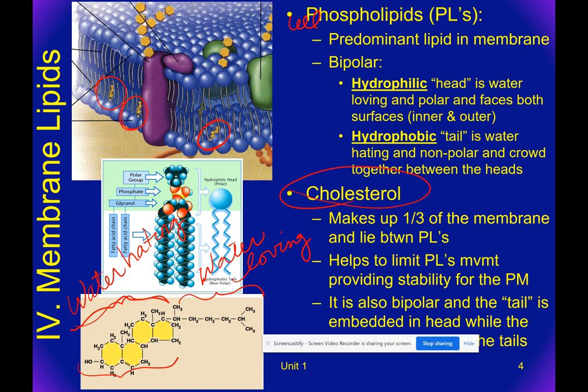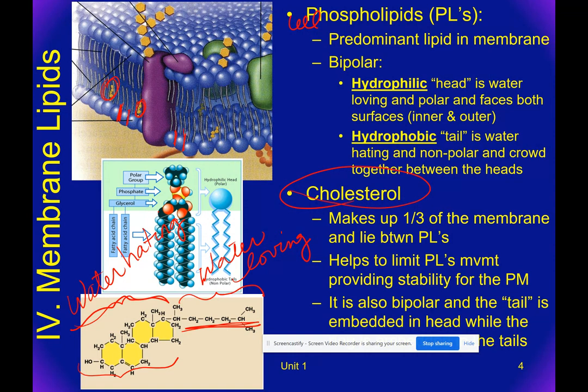Now, if you look at the picture up here, you'll notice that those rings are hanging out with the tails of my phospholipids. Remember, the rings are hydrophobic. So it makes sense. They would be with the tails because they don't like water. Meanwhile, this stick portion over here is actually sticking in between the heads. That's why you don't see it sticking up over here. It's actually embedded in the other direction.